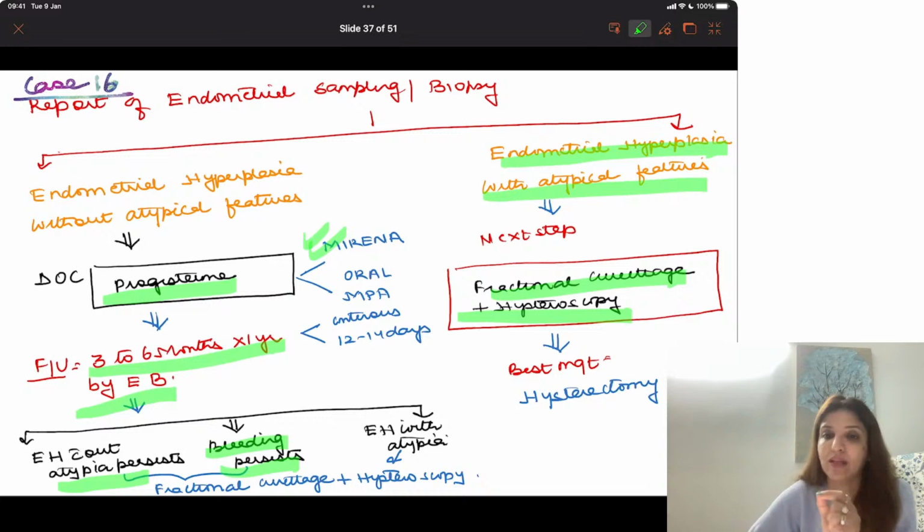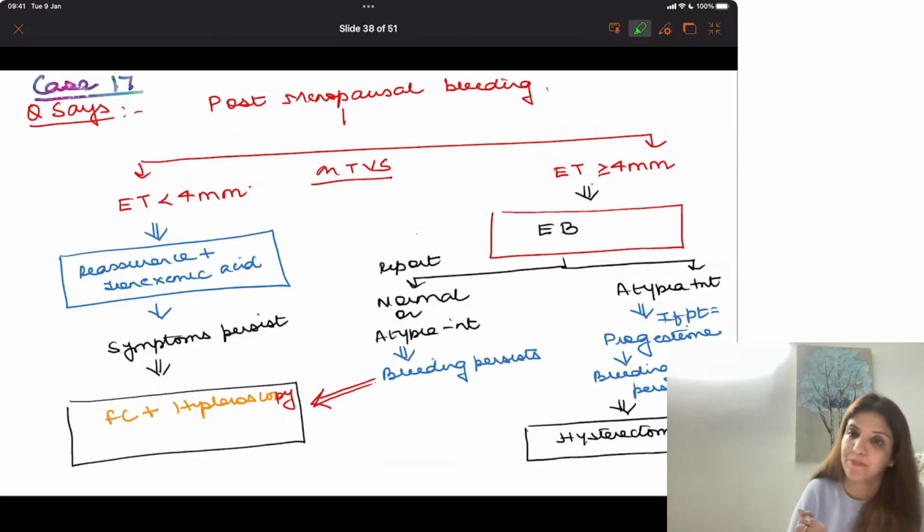Very, very important confusing question, because they are going to say the endometrial biopsy report shows endometrial hyperplasia with atypical features, and they will ask you the next step. So please do not jump to hysterectomy as the answer. Your answer is that the next step is fractional curettage and hysteroscopy. Yes, the best step is hysterectomy. Why am I doing fractional curettage and hysteroscopy? To rule out any coexisting endometrial cancer which could be present, right?